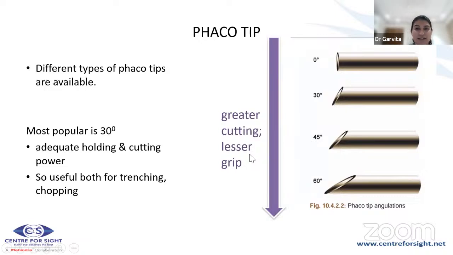So these are the various tips that are available in the market. There are 0 degree, 30 degree, 45 degree, 60 degree, the various angulations of a phaco tip. As we move towards the highest angulation, which is 60 degree, the cutting power increases because of the angulation. However, the grip or holding power reduces. So 0 degree has the best holding power, but 60 degree might have the best cutting power. We need to take a blend of both. The most popularly used are 30 degrees. Why? Because they offer adequate holding and cutting power, which is very good for both trenching and chopping.